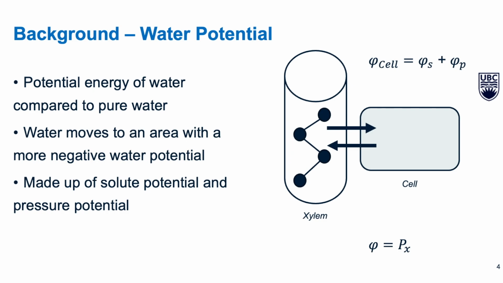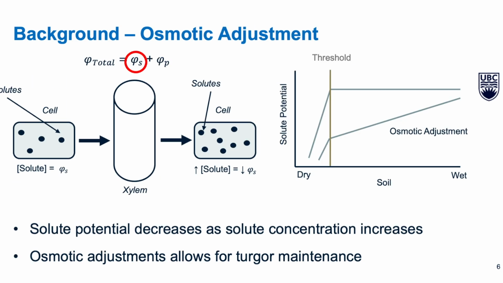The water potential is made up of two components, the solute potential and the pressure potential, also known as turgor, and this can be seen in the equation above the diagram. The solute potential makes up one part of the water potential equation. It is the amount of osmotically active ions, or solutes, present in a cell. An increase in solutes will cause a decrease in solute potential.